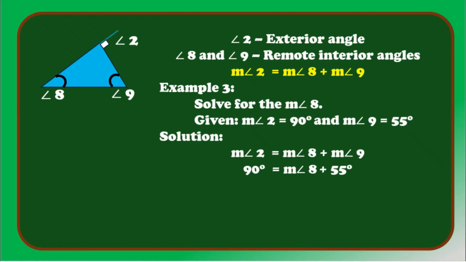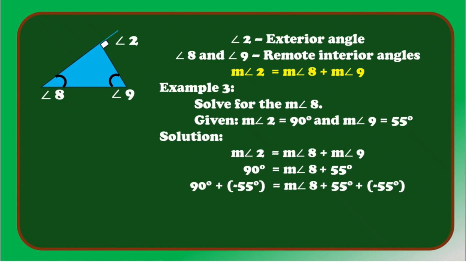Now, to proceed to our simplification, we're going to apply the additive inverse property of equality, where we're going to add the additive inverse of the term beside our missing angle. And that is 55, so the additive inverse of it is negative 55. We're going to add them on both sides of the equation, and it will go just like this. So on the left side, it will become 90 degrees plus negative 55 degrees equals. On the right side of the equation, we're going to have the measurement of angle 8 plus 55 degrees plus its additive inverse negative 55 degrees.